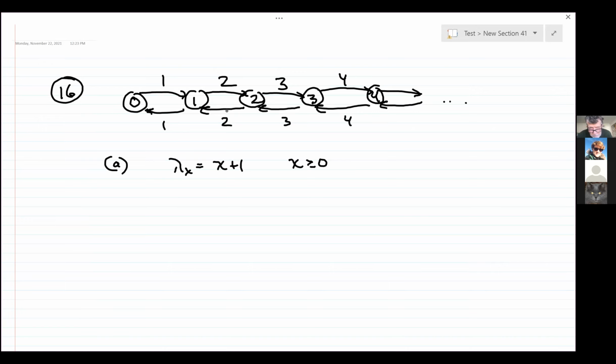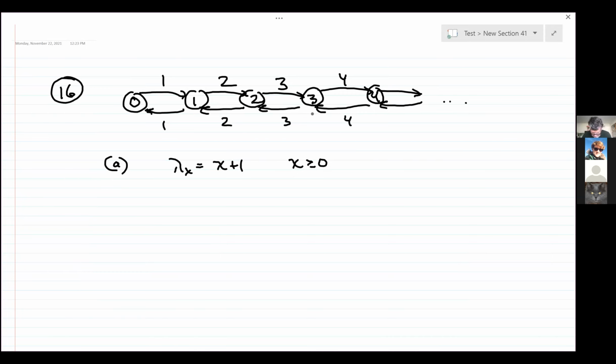So I think the first case that we're looking at is this. Make sure I have it right. Lambda x is x plus 1. We'll be putting 0, lambda 0 would be 1, putting 1, lambda 1 would be 2. Yeah, I think it's fine. So that's how this looks.